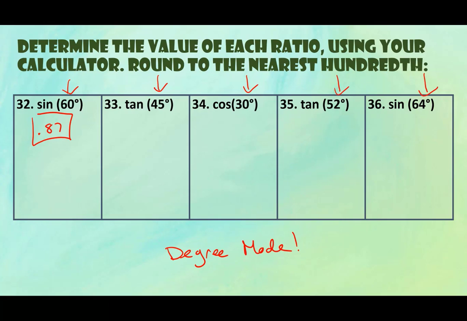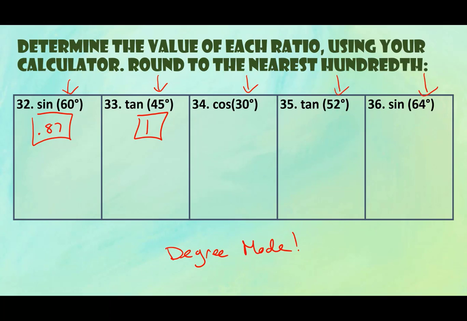The next thing I want to do is find tangent of 45. So I'm going to put tan 45. I like to end my parentheses. Sometimes you don't have to, but if you're not getting the right answers and you're in degree mode, that could also be a reason why you're struggling. So when you put tangent of 45 in your calculator, you should be getting 1.